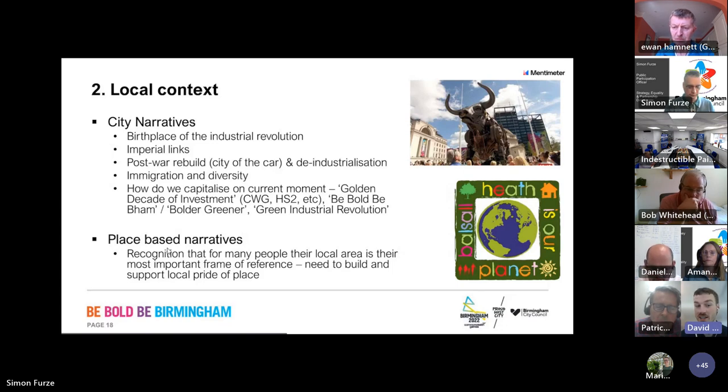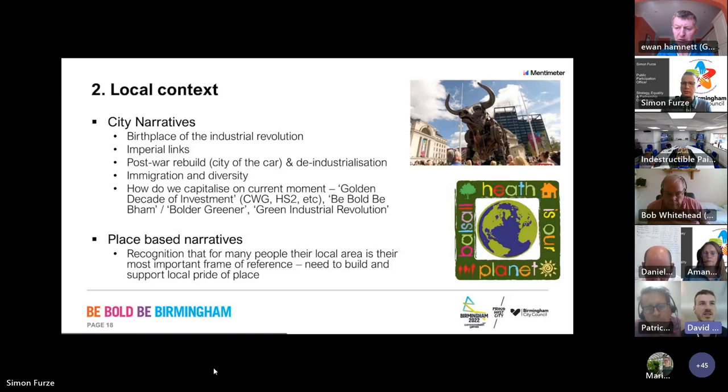Are we in a golden decade of investment, which is what a lot of the political leaders put forward about the Commonwealth Games and HS2 and this decade, and a real focus on building civic pride around Be Bold, Be Birmingham, and a bolder, greener, Black branding. Another narrative could be the green industrial revolution that we're seeing in things like the Tyseley Energy Park, in East Birmingham, which focuses on a lot of renewable energies and industry.